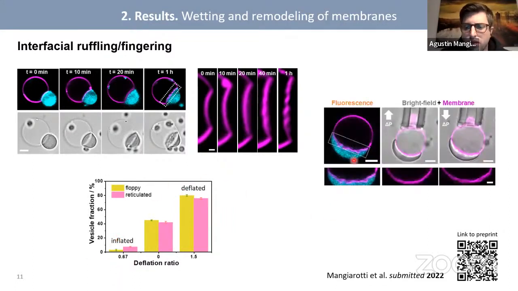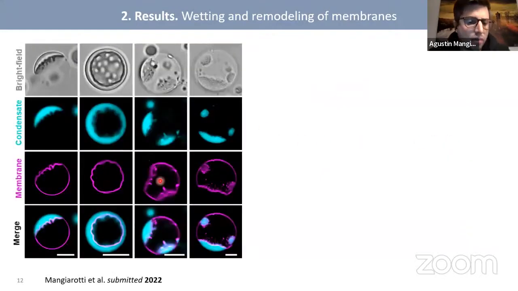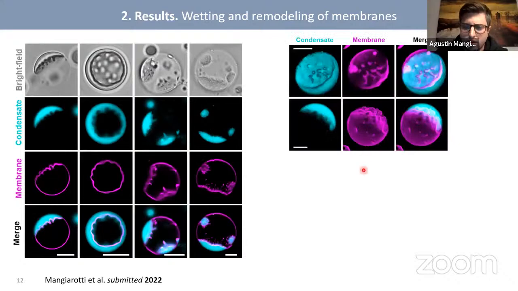And this is more obvious if you use a micropipette and you aspirate the excess area, you see the smoothing of this interface. And if you release the tension, you see again the curves on the interface. And these are just more nice pictures. And here, what you can see is that it's a mutual remodeling process. The membrane and the condensate get reshaped in different ways. This is a 3D reconstruction.